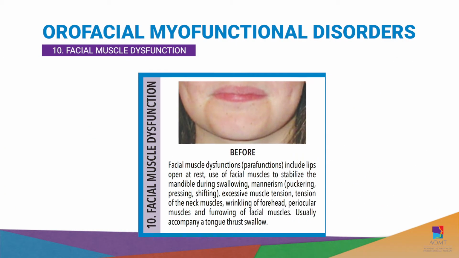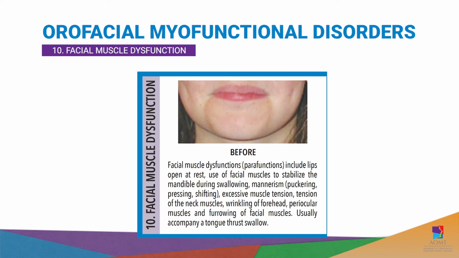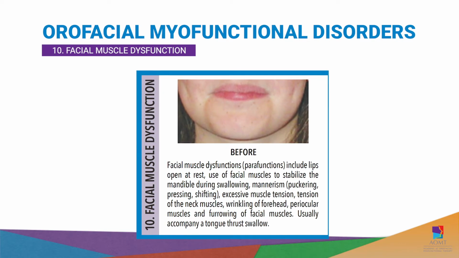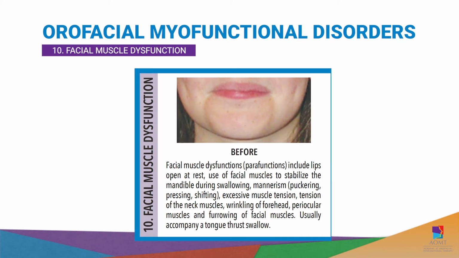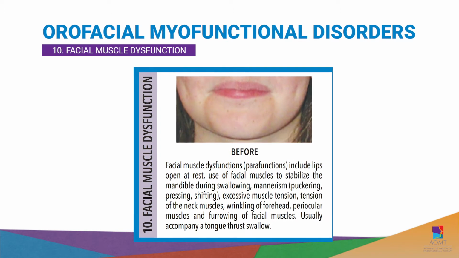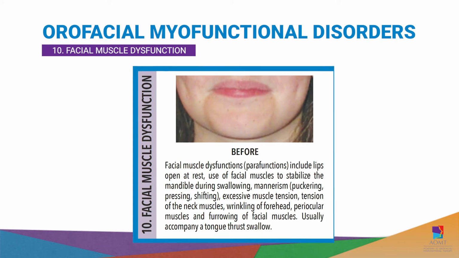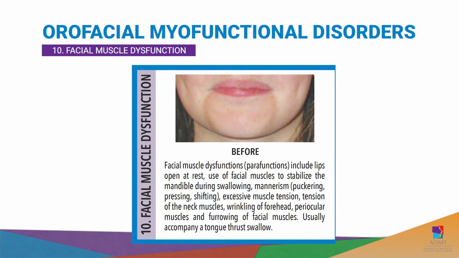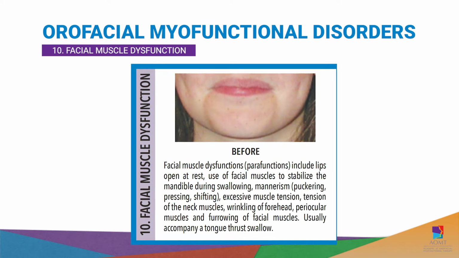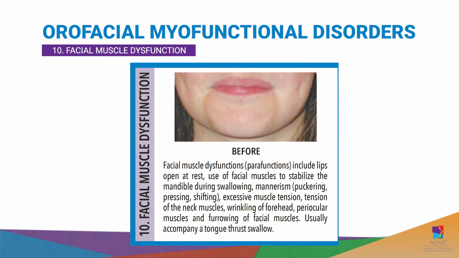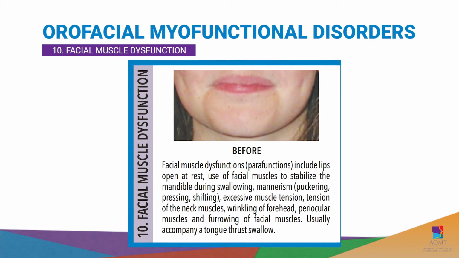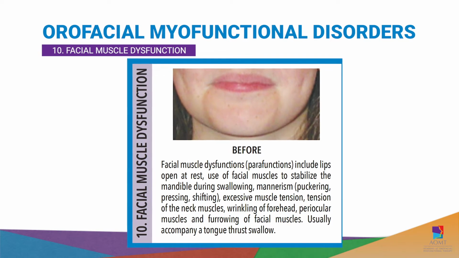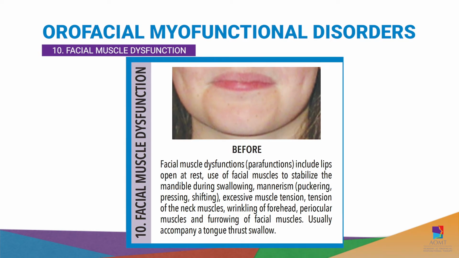10. Facial muscle dysfunction, or parafunctions, include lips open at rest, use of facial muscles to stabilize the mandible during swallowing, mannerisms such as puckering, pressing, shifting, excessive muscle tension, tension of the neck muscles, wrinkling of the forehead, periocular muscles, and furrowing of facial muscles. These usually accompany a tongue thrust swallow.